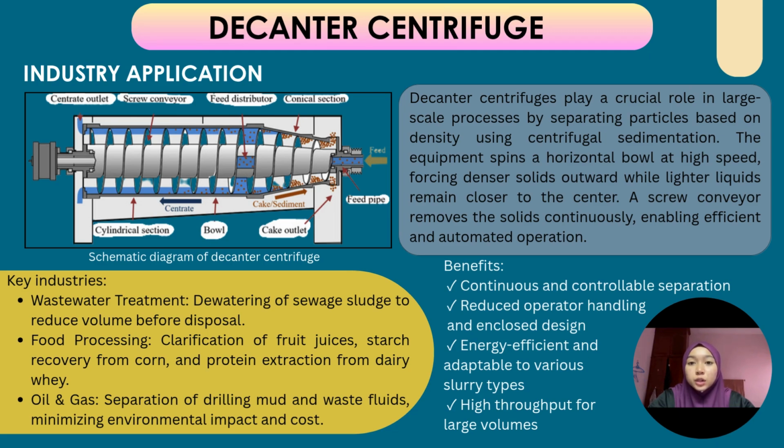This not only reduces waste volume but also cuts down transport and treatment costs while meeting environmental regulations. In the food and beverage industry, these centrifuges are used to extract starch from corn, clarify juice, and recover proteins from dairy whey. Because the system is enclosed, it reduces the risk of contamination and is suitable for hygienic processing. In the oil and gas sector, decanter centrifuges are used to treat drilling mud.